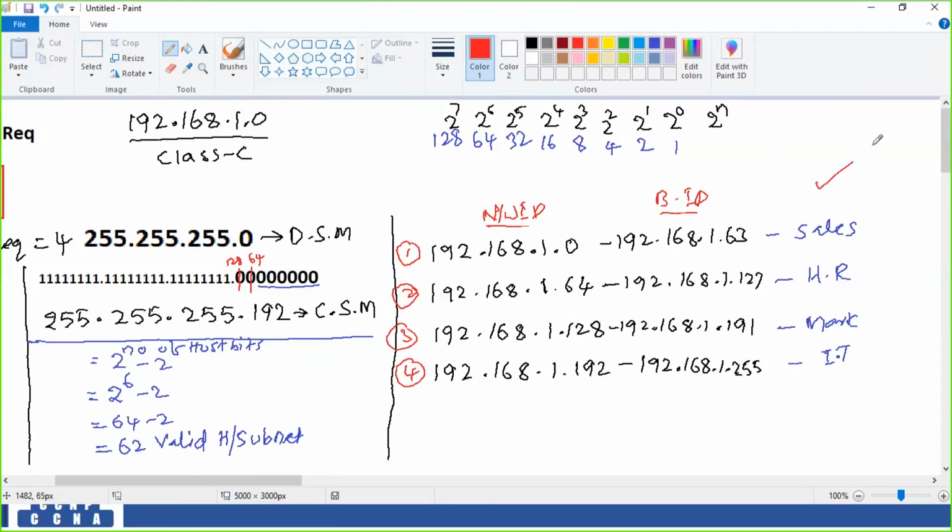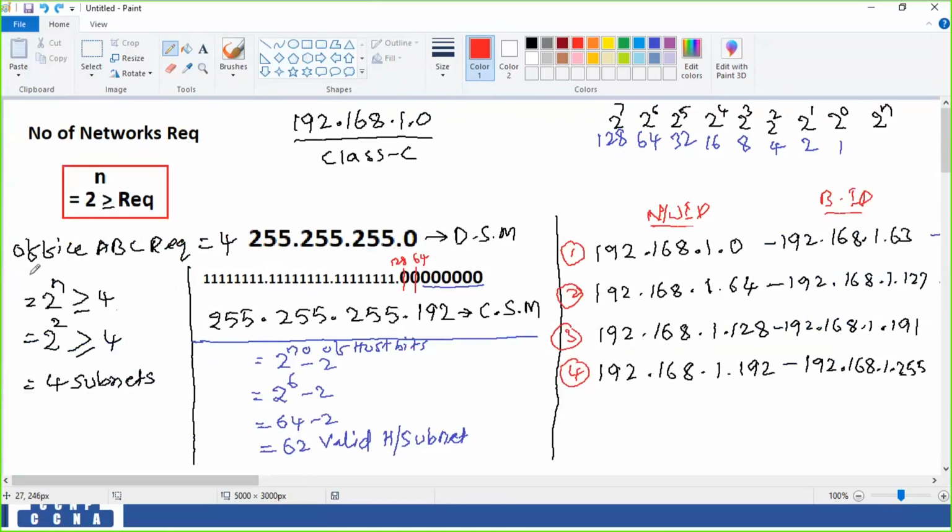Agree? Excuse me, sir, can you show again how we got these four subnetworks? See, the first step, second step, third step, fourth step. Where do you have doubt? After the third step, sir. After the fourth step you have the network ID and broadcast ranges.